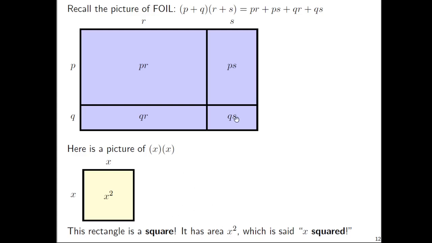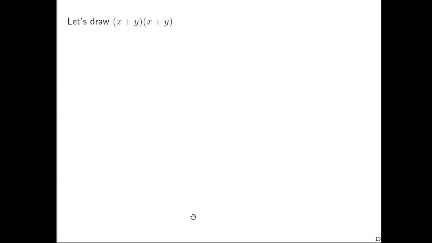Is this x here? So this phrase x squared doesn't come out of nowhere. X squared is our fancy terminology for x to the 2 because x to the 2 is the area of a square with side length x. So it's x squared. Let's draw x plus y times x plus y.